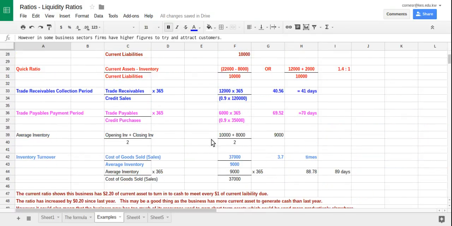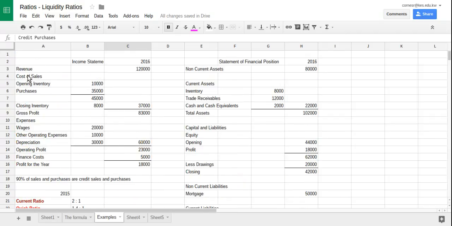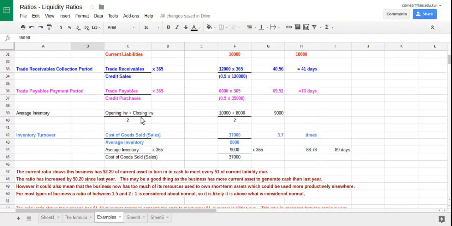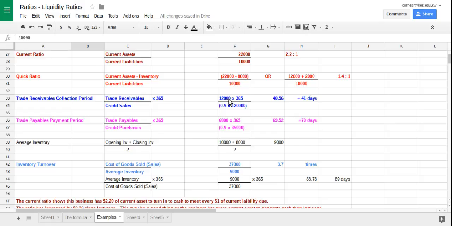We've got the trade payables payment period, very, very similar to trade receivable collection period. Be careful again. First of all, this time we use the purchases, not the cost of sales. So that's important. Remember to use purchases, and it's only credit purchases. So in this case, it's only 90% of the 35,000. So we do the 6,000, which is the trade payables at the end of the year, divide that by the credit purchases.